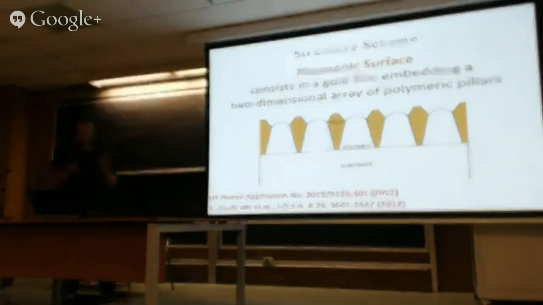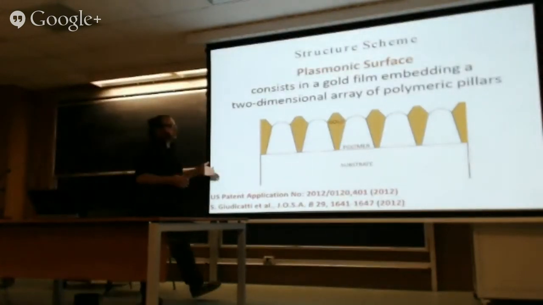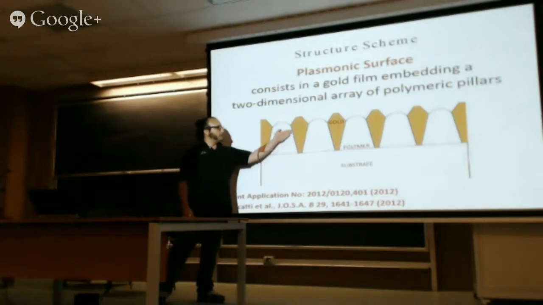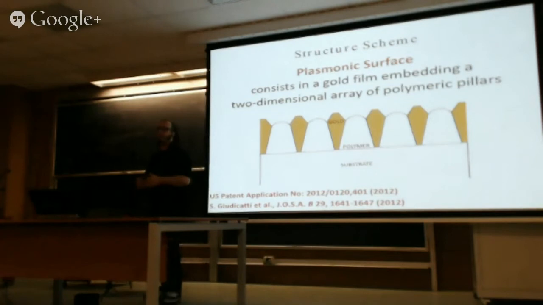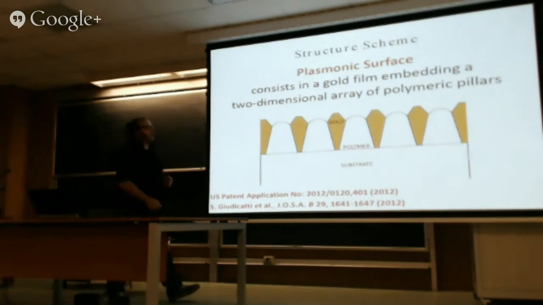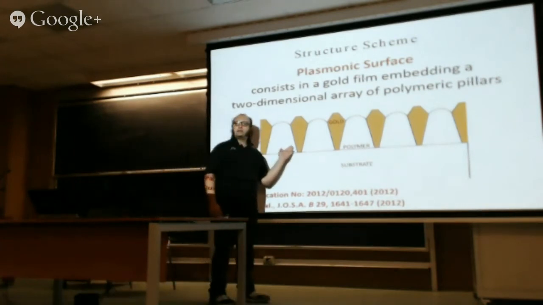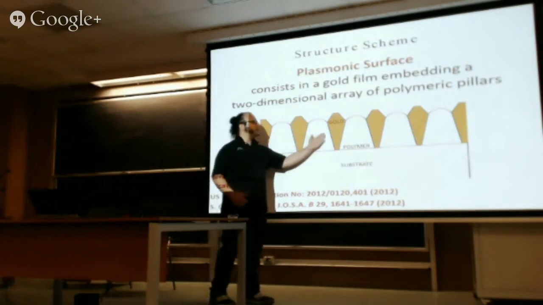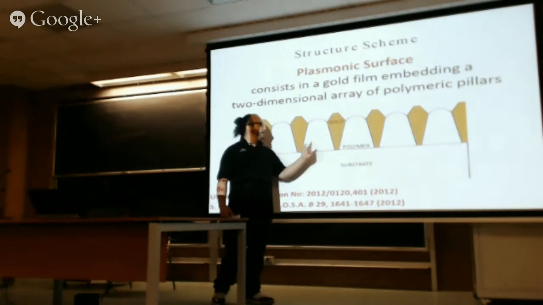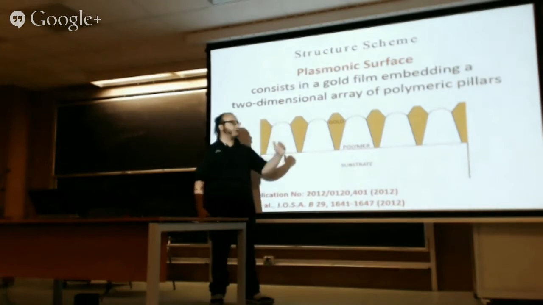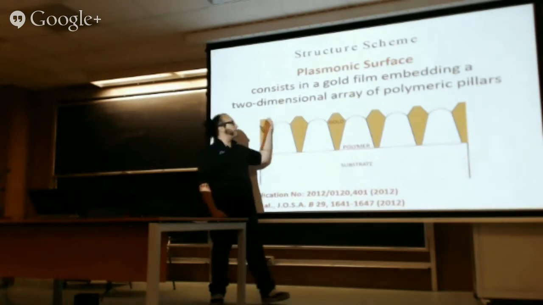How? In a very simple way. So we used a glass substrate. We have a polymer that we deposit on it, and then we sputter gold on top. In this way, we have polymer pillars, that is our dielectric, as I showed before, and then between the pillars we have gold.